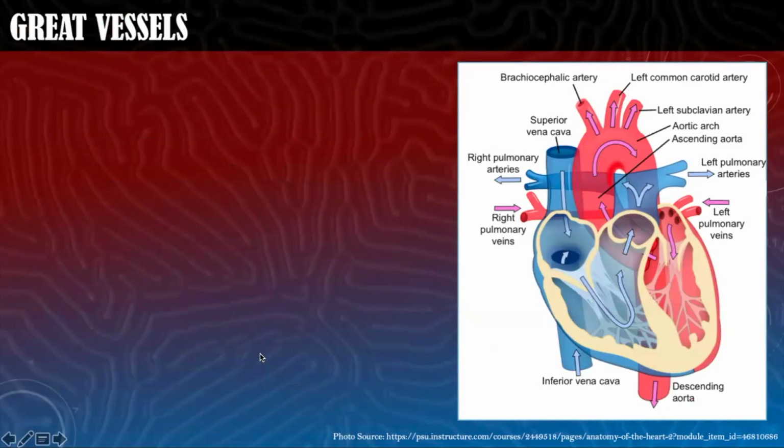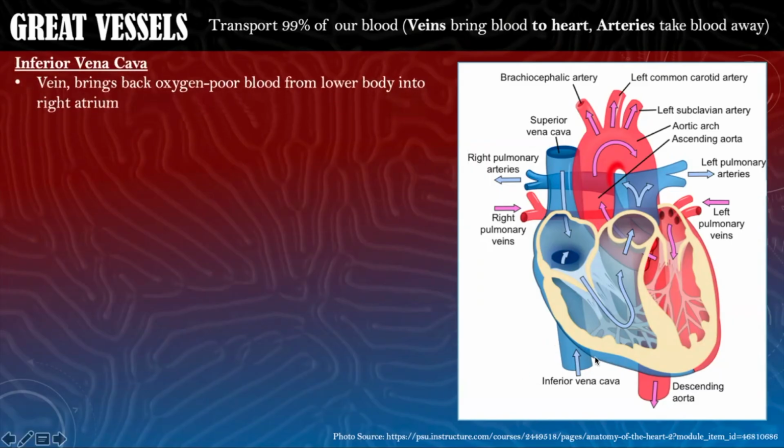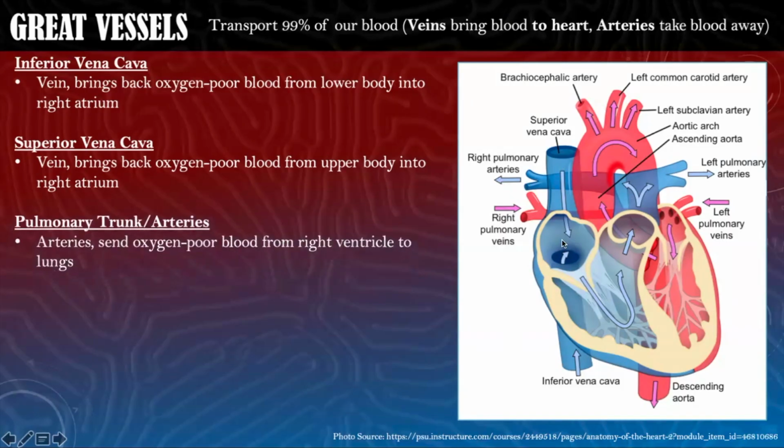Now let's talk about blood supply to and from the heart. We have our great vessels that transport 99% of our blood, veins typically bringing blood back to the heart, and arteries typically taking blood away from the heart. We first have the inferior vena cava, which you can see pictured down here. It's a vein that brings oxygen poor blood from the lower body and brings it into the right atrium. And then the superior vena cava, which is a vein that brings back oxygen poor blood from the upper body to the right atrium.